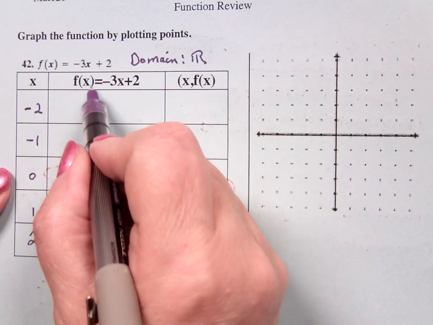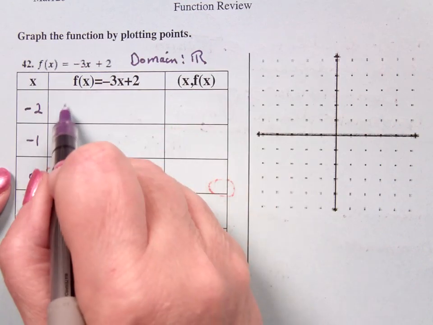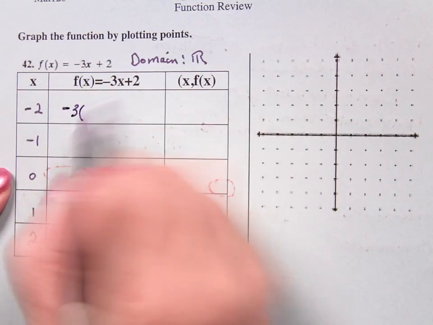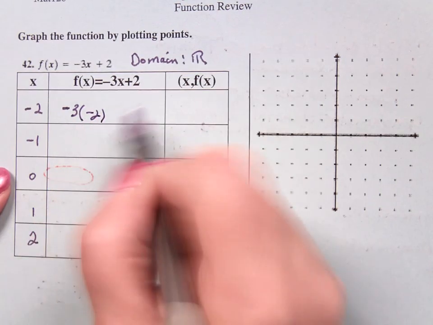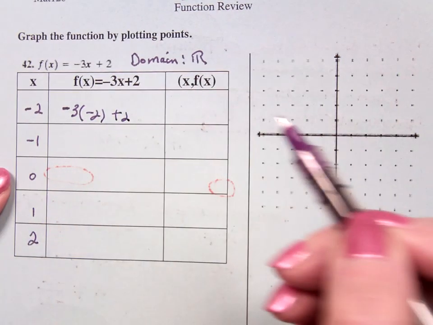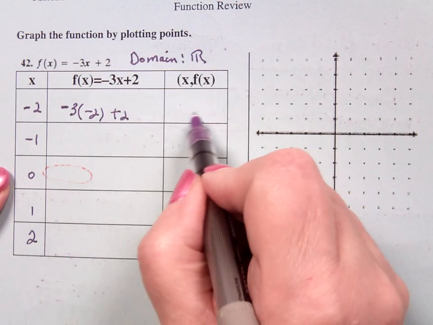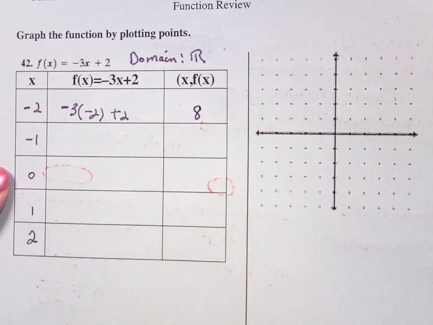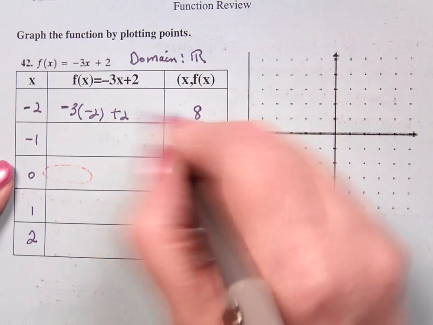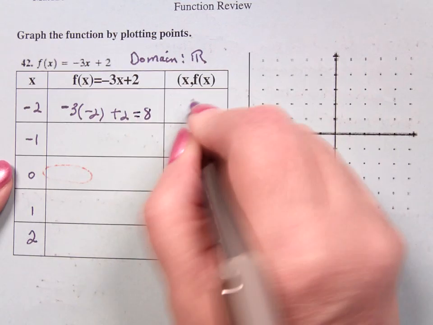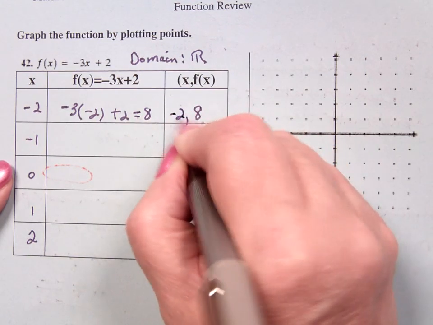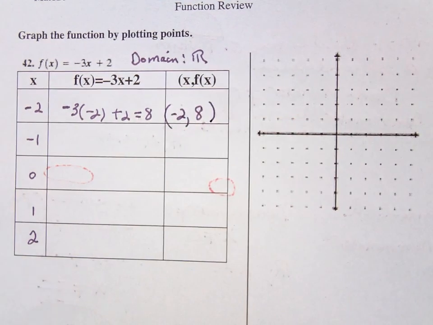So I'm going to be looking for f of negative 2. So this is going to be negative 3 times negative 2 plus 2, which is 6 plus 2, or 8. And so my coordinate point is going to be x equal negative 2, y equal 8. I put in x, get out y, domain value, independent variable.